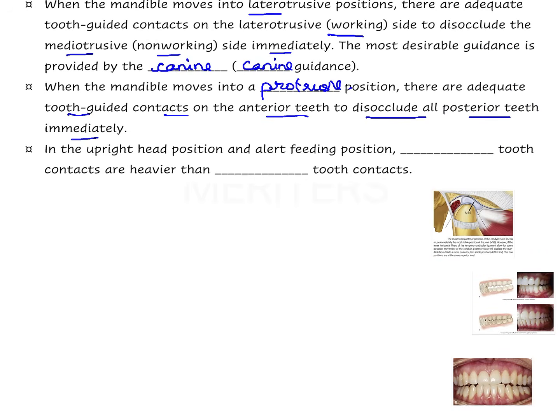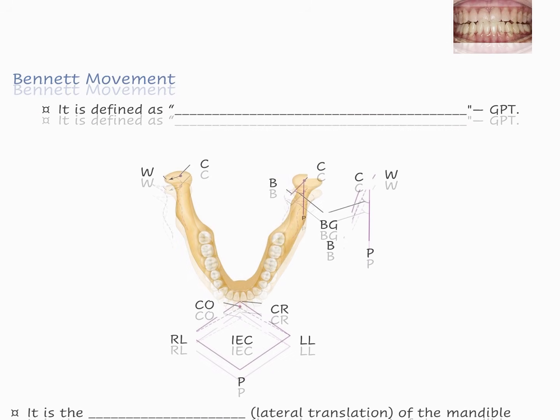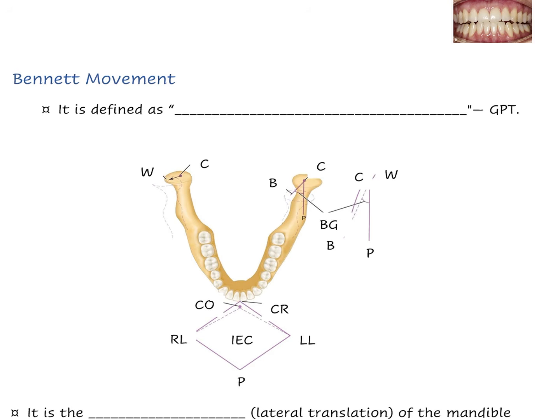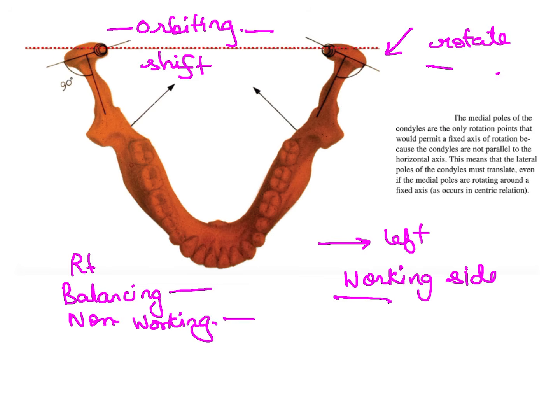In the upright head position and alert feeding position, the posterior teeth contacts are heavier than anterior teeth contacts. So when you are very alert, you will have stronger posterior teeth contacts as compared to anterior teeth contacts. Now moving towards the later part of this video, where we will talk about Bennett movement and Bennett angle. For that, again coming back to this specific presentation of the jaw in the horizontal plane, rotational condyle on one side and orbiting condyle on the other side.